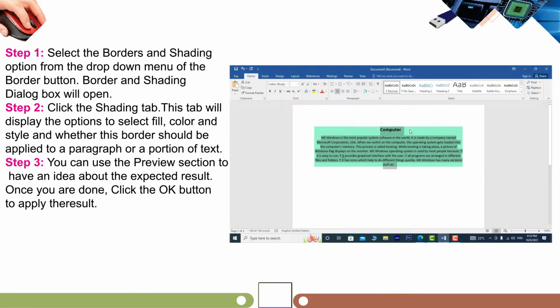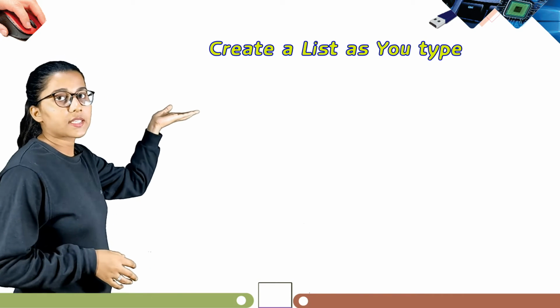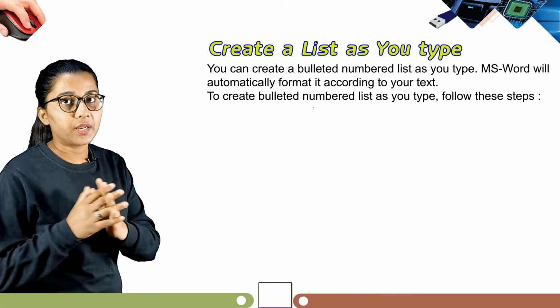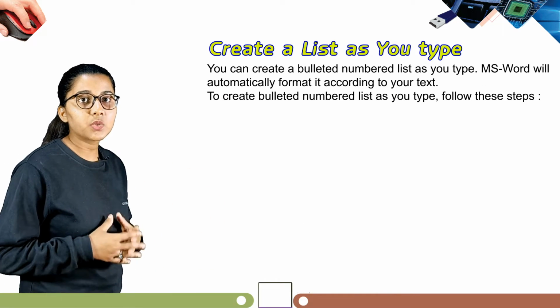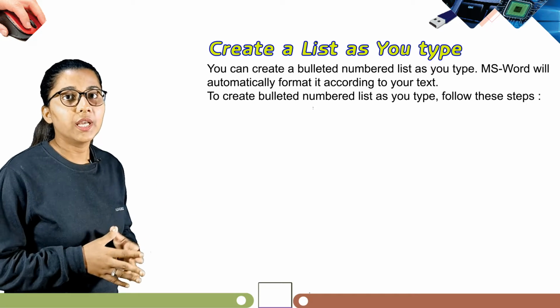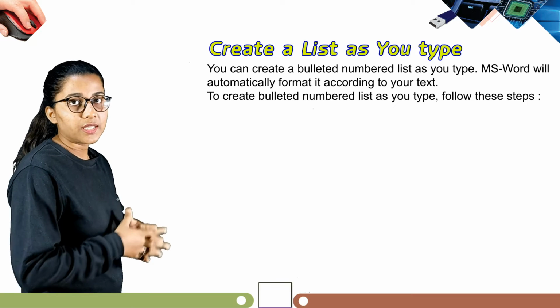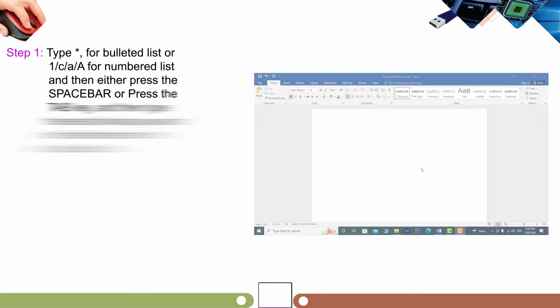Now students, our next topic is create a list as you type. You can create a bulleted or numbered list as you type. MS Word will automatically format it according to your text. To create a bulleted or numbered list as you type, follow these steps.